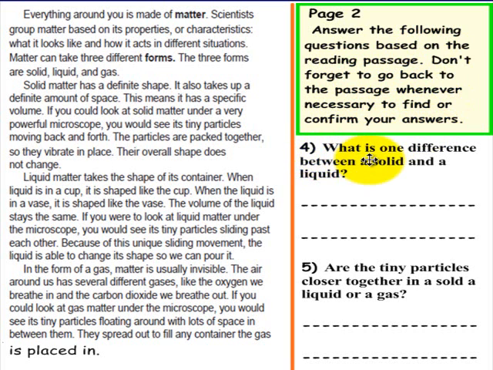Question 4. What is one difference between solid and liquid? Question 5. Are the tiny particles closer together in a solid, a liquid, or a gas? If you would please pick up a pen and write your answers down. Please do that now.